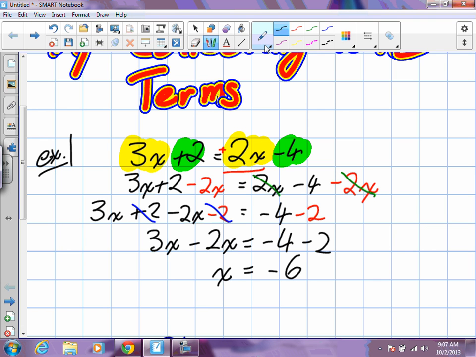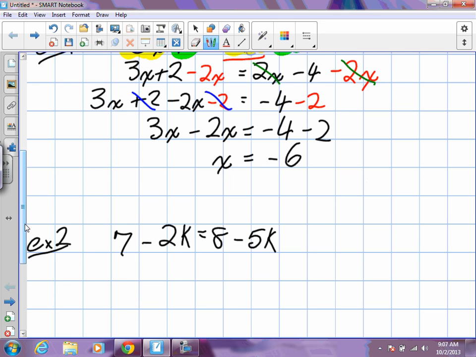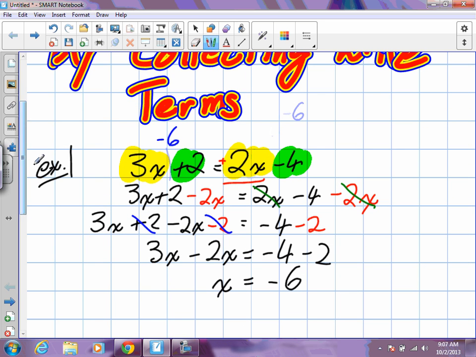If I wanted to check it, I would replace the x's in this equation with -6. And then we should have 2 sides that are equal. I don't have room right now to check it, so I'm going to try to do this mental math. I hope you guys can follow. What is 3 times -6? -18. What's -18 plus 2? Positive 16.